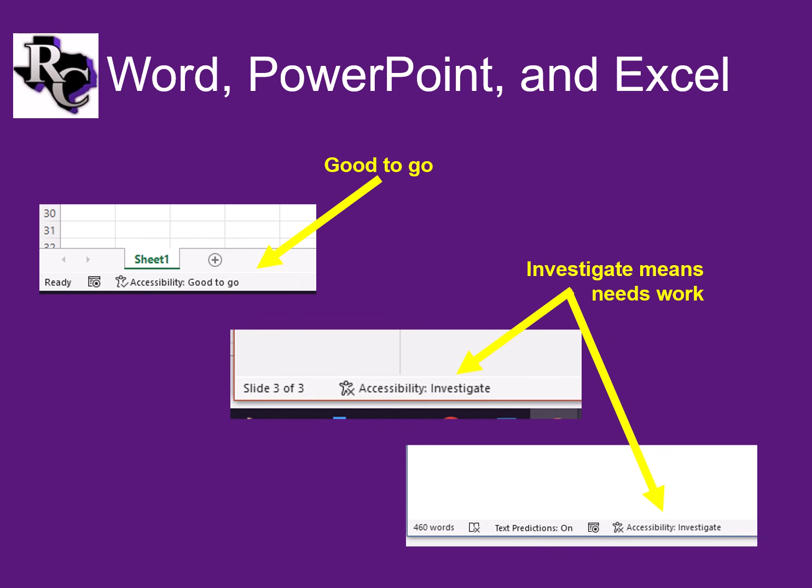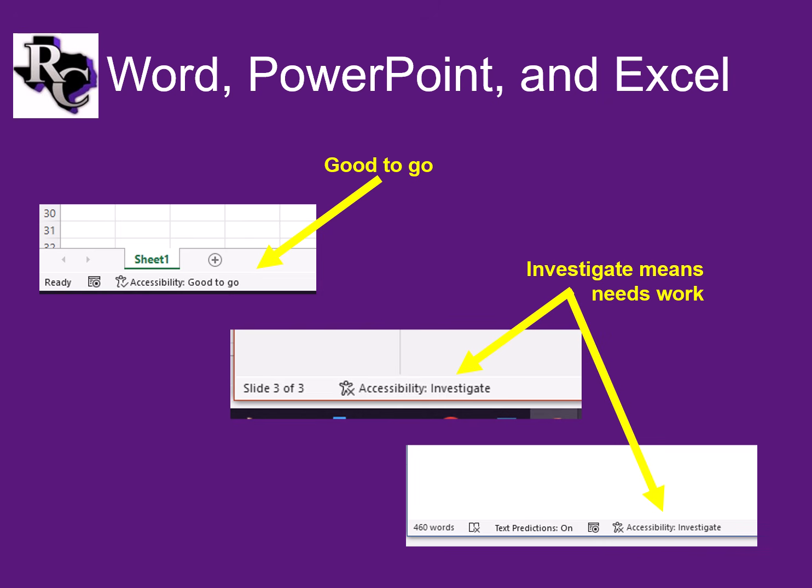This image shows the bottom left corner of each of these programs. Notice the Excel on the left says accessibility is good to go. That means there are no accessibility issues in the spreadsheet. The other two, however, say accessibility needs to be investigated. A quick glance at the bottom of any Microsoft product is going to tell you the basic information.